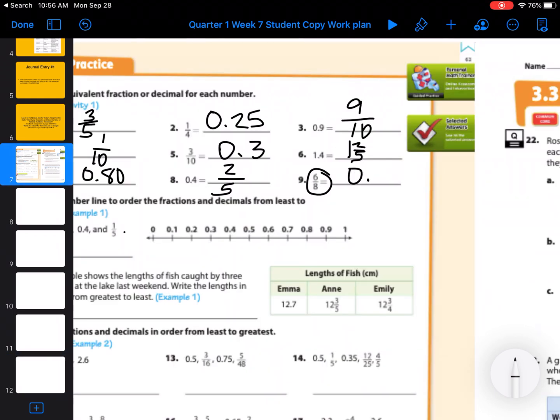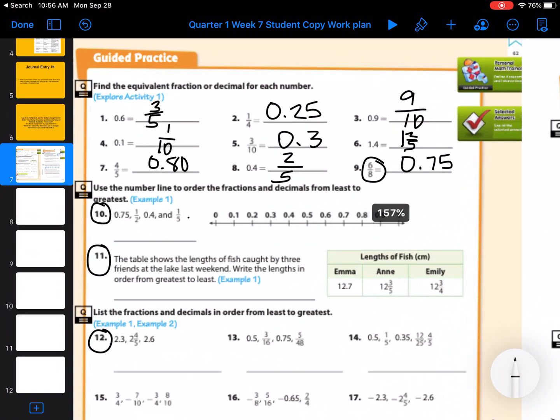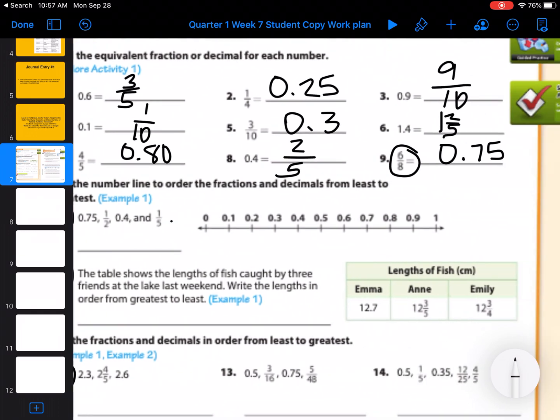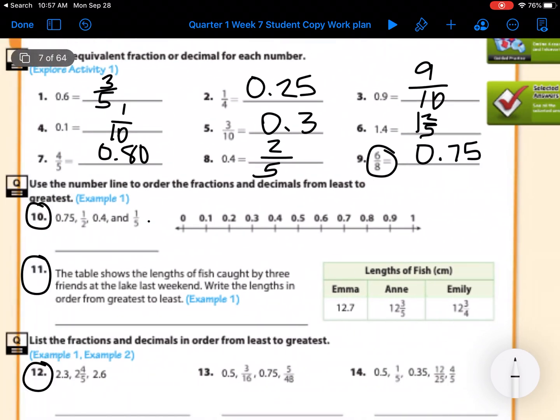That would be the final answer to Friday's homework. Hopefully you got all those right. Hopefully there are no problems. It's not too difficult. It's just a lot of steps. Now we need to use the number line to order fractions and decimals from least to greatest.